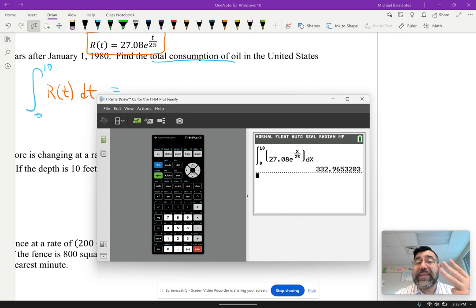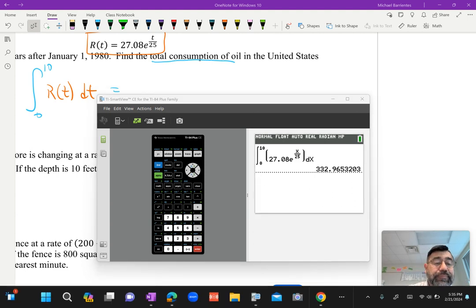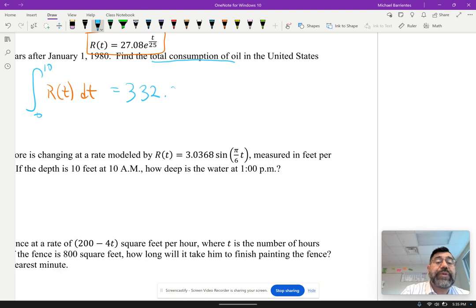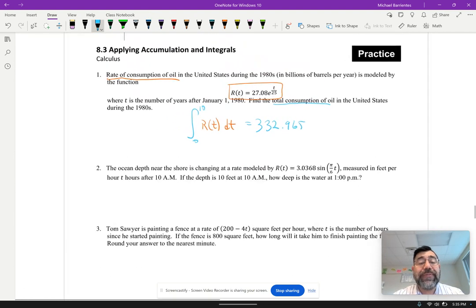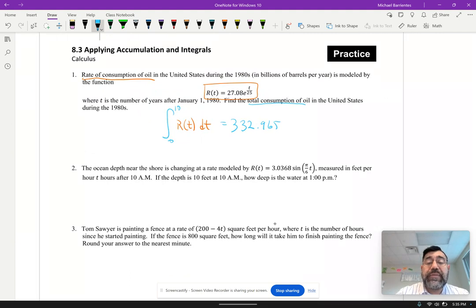332.965. Remember, three decimal places. It needs to be accurate up to three decimal places. So either truncate it or round it to three decimal places. Don't put two decimals, don't put one decimal, three decimal places. 332.965. Now, what did we find? Well, this was the billions of barrels, not per year, because if it was per year, that'd be a rate. This is the total amount that was consumed by the U.S. in the 1980s. And this is my answer.